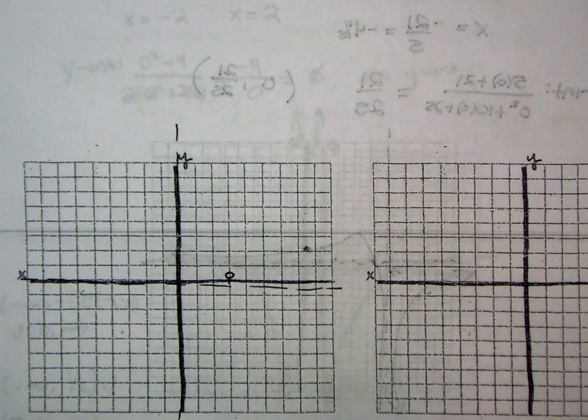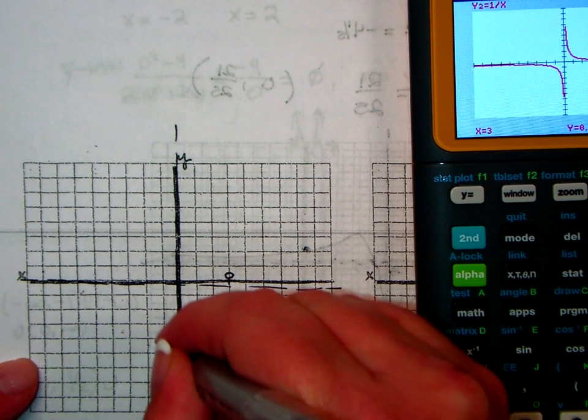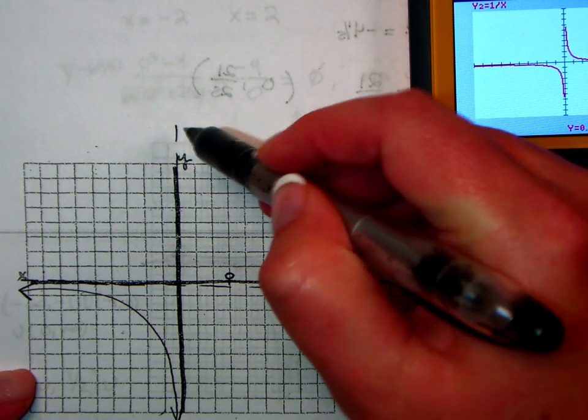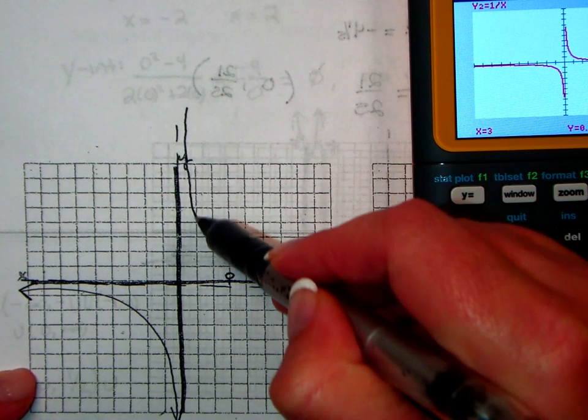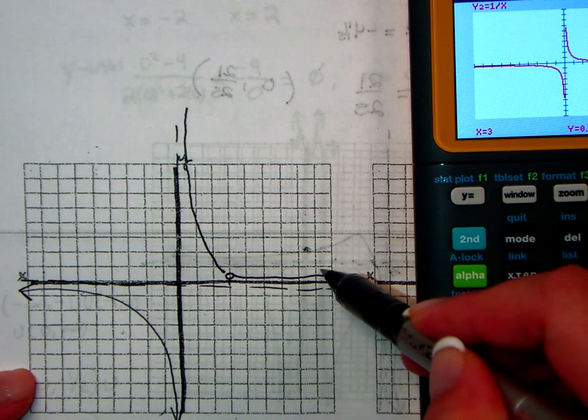Let me graph this. Let's draw it. So it's coming from negative infinity, approaching the asymptote from the bottom, and then it's coming from positive infinity, approaching the asymptote. Now I'm going to reach that hole, kind of skip over it there.